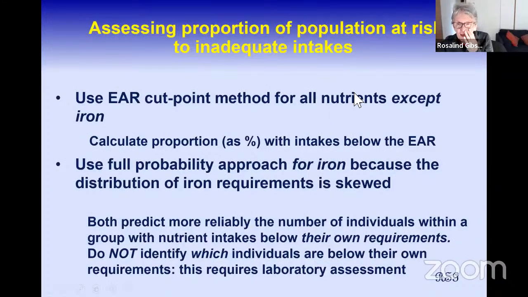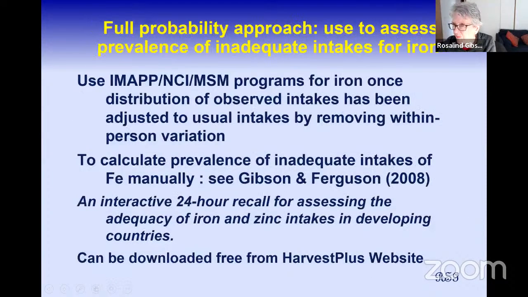The only nutrient for which you cannot use the EAR cut point approach is iron. For iron, you have to use a full probability approach because the distribution of iron requirements is skewed. And your MSN program will allow you to do that. So you can use your MSN program for iron once the distribution of observed intakes has been adjusted to the usual intake distribution. You can also calculate the prevalence of inadequate intakes of iron manually. And the procedure for calculating it manually is given in this particular reference that can be downloaded free from the HarvestPlus website.